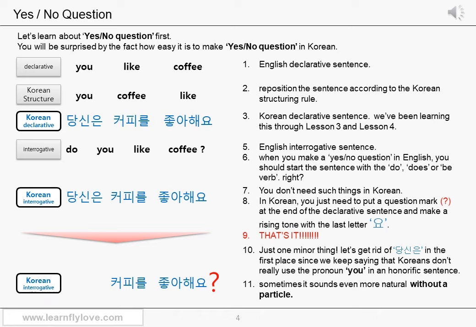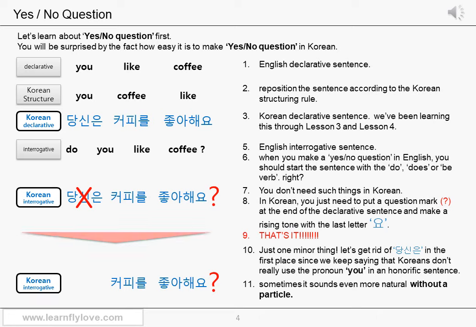You like coffee. 당신은 커피를 좋아해요. And bang, question mark. Just one thing. Let's get rid of 당신은, the pronoun you, because we keep saying what? We don't use the pronoun you in an honorific sentence in Korean. Remember, make a rising sound with the last letter of the sentence. In this case, you make a rising tone with the letter 요. 커피를 좋아해요?